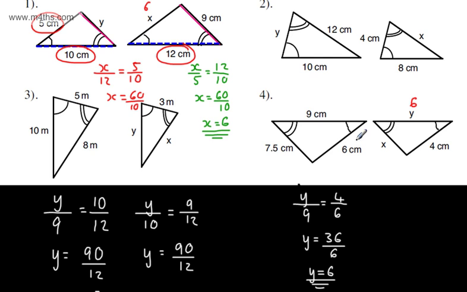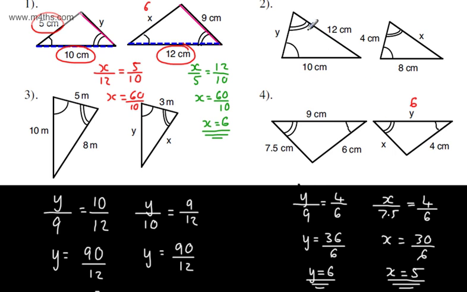If we look at x, what we could say for x is that x over 7.5 is going to be the same as 4 over 6. So if I multiply that up, what's that going to give me? x is going to be 7.5 times 4, which is 30 over 6. And we can see that x is going to be equal to 5. Did we expect that? Well, yes, we did, because this is simply being scaled up.